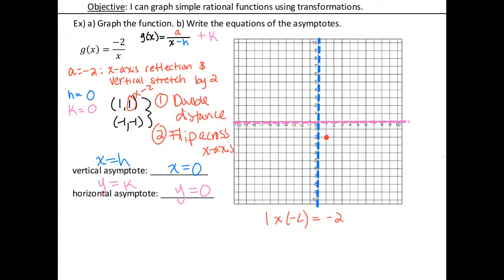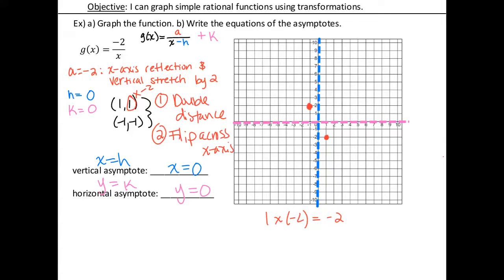Okay, so if I do the same thing with -1, -1, double the distance, that's the distance of -1, so double it to -2, and then flip it across the x-axis to +2. So it should be at -1, +2.